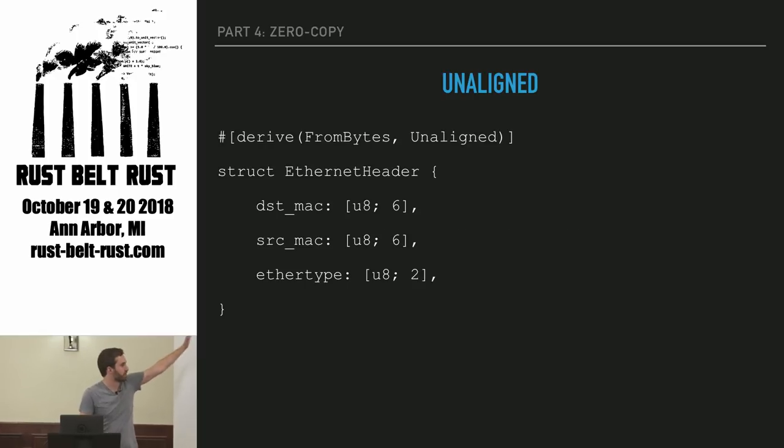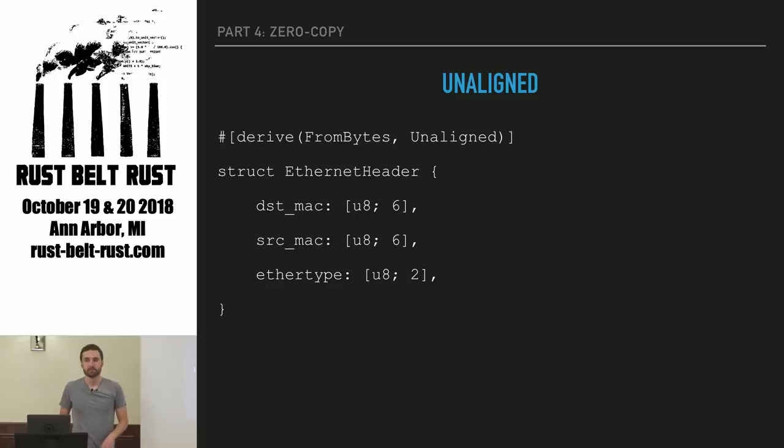So you can slap a derive on something and say, great, this thing is unaligned, cool. It's important to note that this has some little wonky implications, such as this ether type field really should be a U16, but it can't because U16s are not unaligned. They have an alignment of 2. So you have to use some byte order type stuff. It's super simple, but it's kind of annoying.